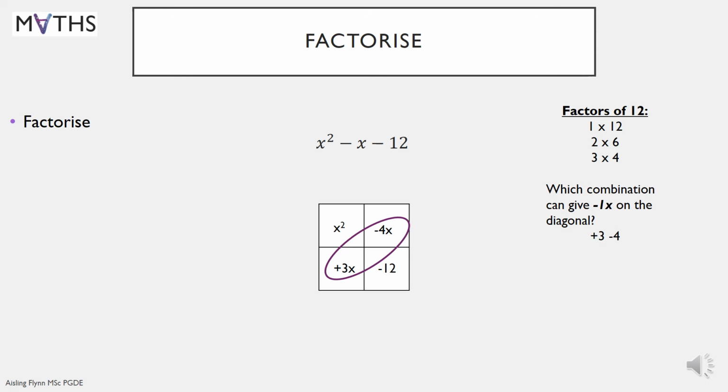So fill them in. That's going to give us minus 1x. Take out your common factors. Minus 4 is common there, and plus 3 on the bottom. And present your answer. All right.